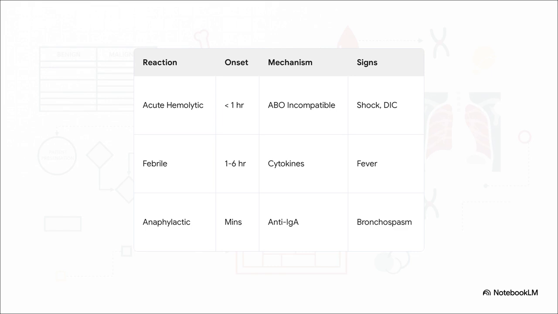Now, contrast that with febrile non-hemolytic reactions. The onset is a bit slower, typically 1 to 6 hours. This one is simply caused by cytokine accumulation in stored leukocytes, and the treatment is straightforward: acetaminophen. And what about anaphylactic reactions? Well, they happen in minutes. You'll classically see this in IgA-deficient recipients who are receiving IgA-containing blood products. The key treatment? Immediate epinephrine.